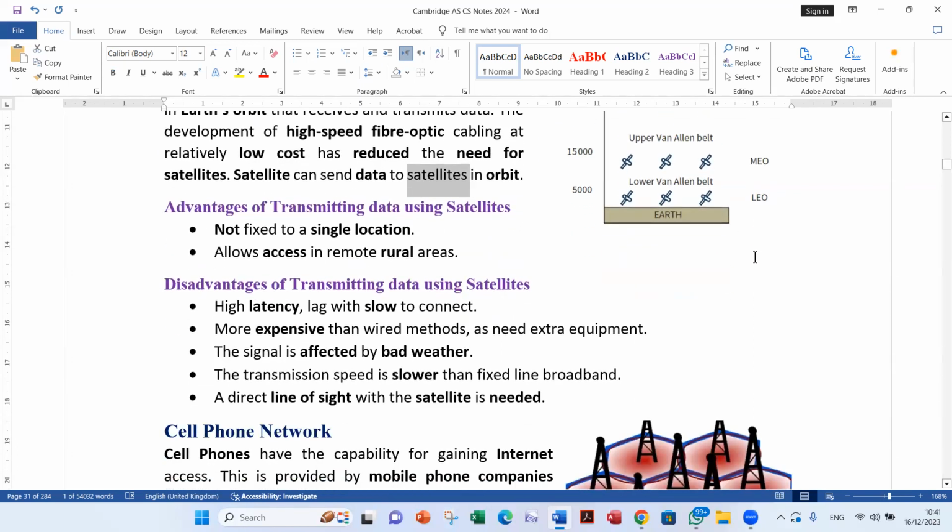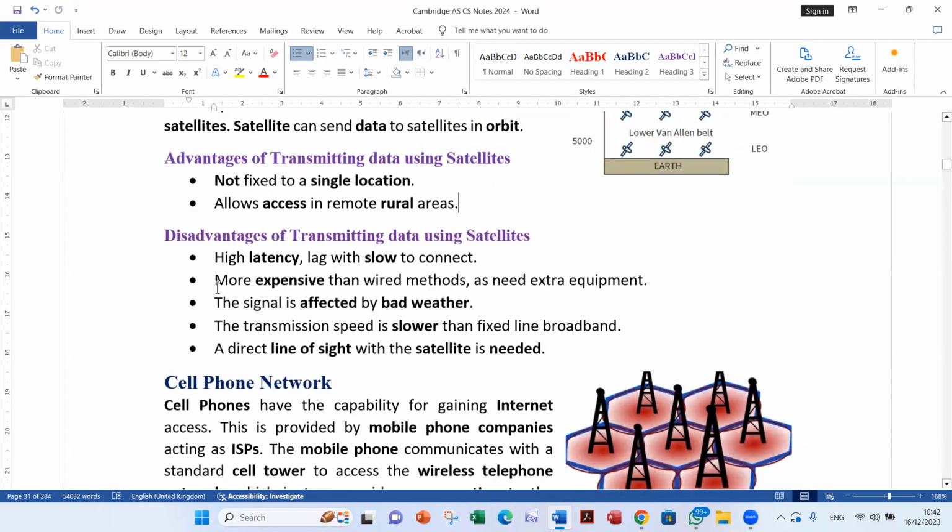However, there was a question about satellite data. Advantage of transmitting data using satellite: not fixed to a single location. A satellite may cover a country or a continent. It allows access in remote rural areas where you don't have infrastructure. If you're in the middle of the desert and you want connection, you may only connect using satellites because there is no infrastructure. Disadvantage: high latency.